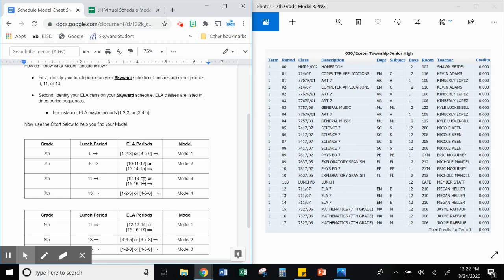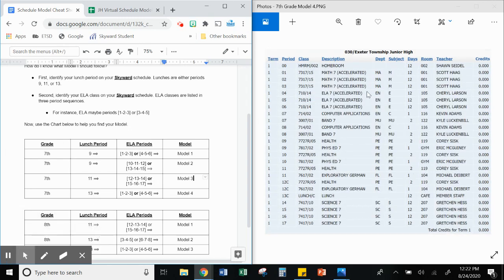In fact, if you have a period 11 lunch and you are a 7th grade student, you will always be a Model 3 student. It is the only lunch period that has a Model 3 designation. So period 11, 7th grade, is always going to follow our Model 3 schedule. The next thing I'll show you for 7th grade is a Model 4 schedule.